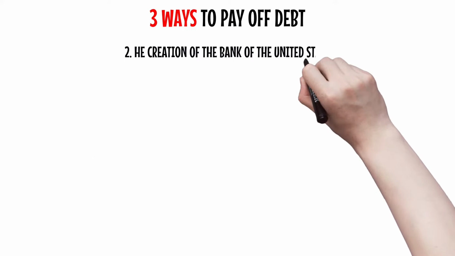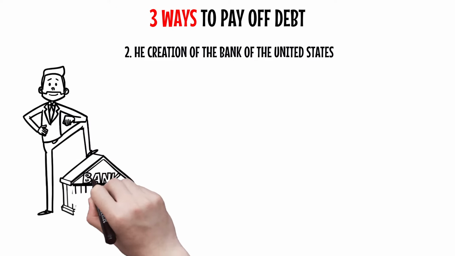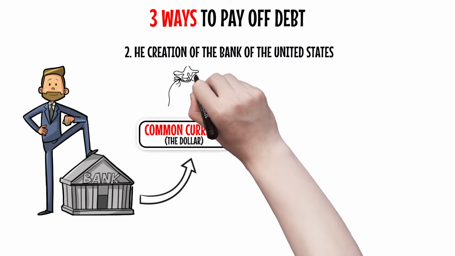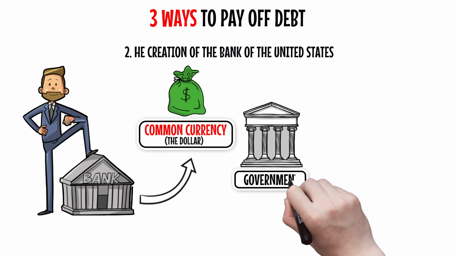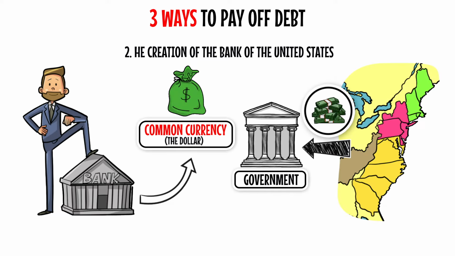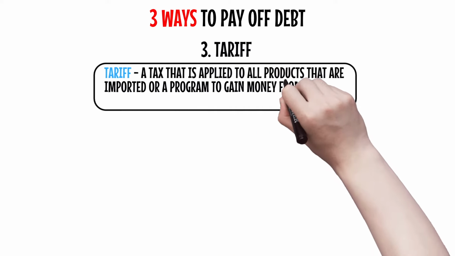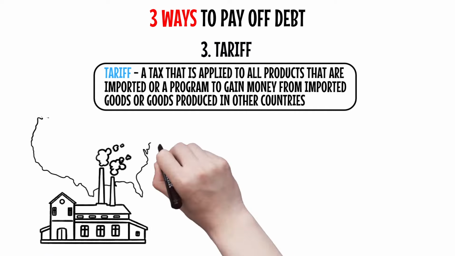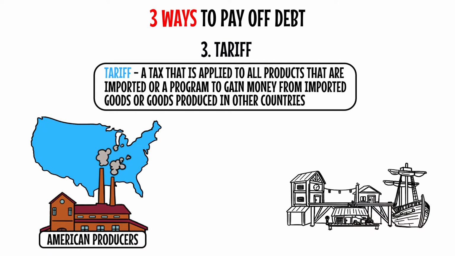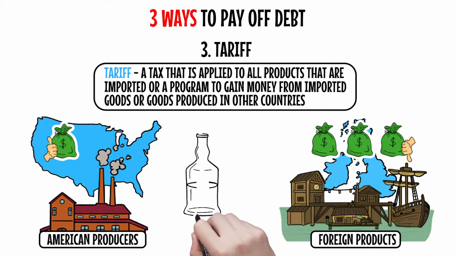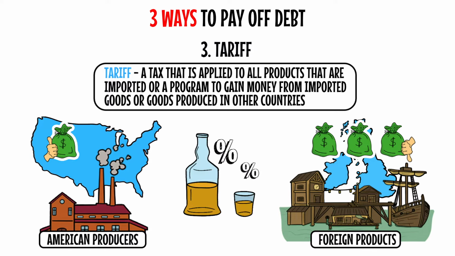Second, Washington also encouraged the creation of the Bank of the United States. This made a common currency, the dollar, throughout the 13 states and allowed the government to borrow money. Third, Washington and Hamilton set up a tariff. This enabled American producers to compete with foreign importers. Since taxed foreign products were more expensive, he hoped products made in the United States would be more attractive to U.S. buyers. He also taxed liquor.